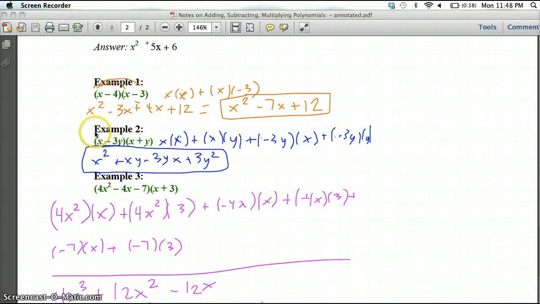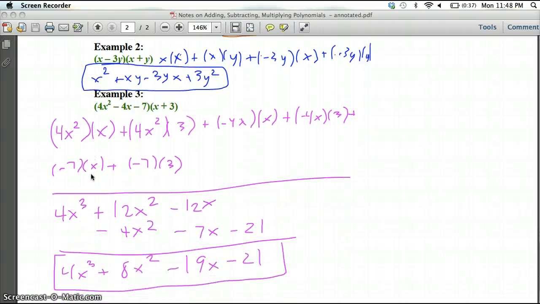Now let's look at example number 2. So my first number I distribute to both my x and my y. So x times x is x squared, and x times y is xy. Then I'm going to deal with my second number. Negative 3y times x is a negative 3yx, and then negative 3y times y is a negative 3y squared. And that is my answer.